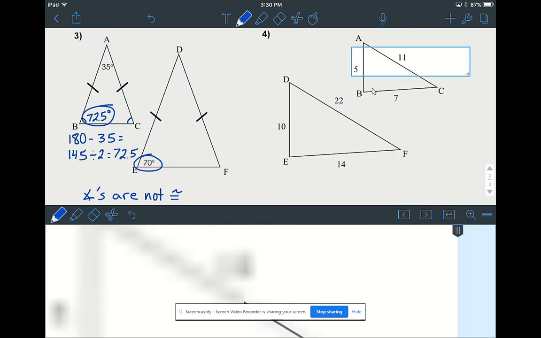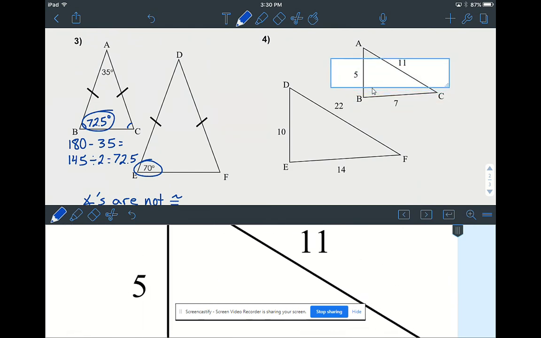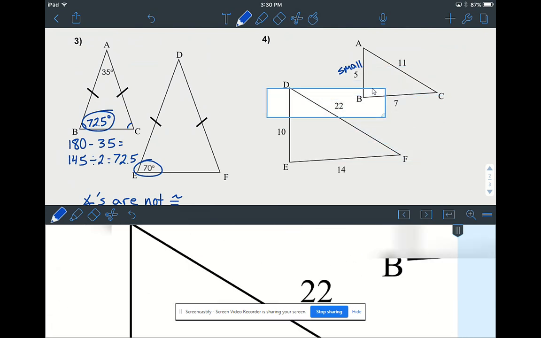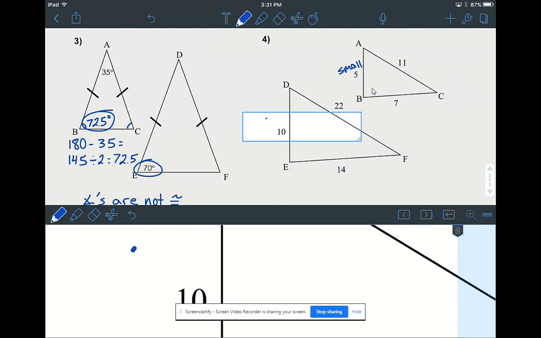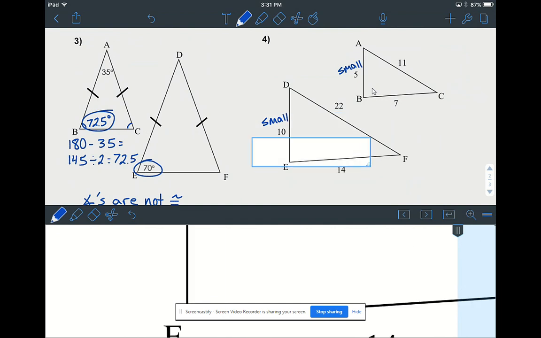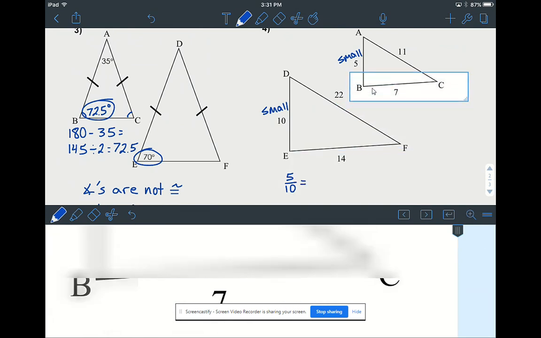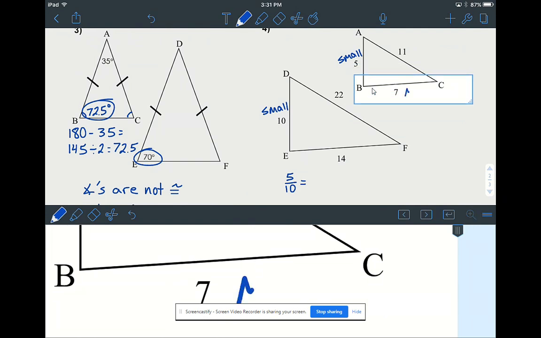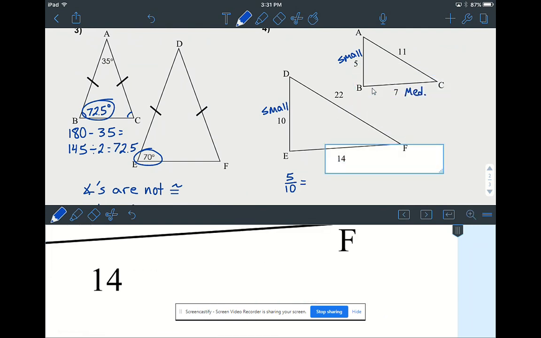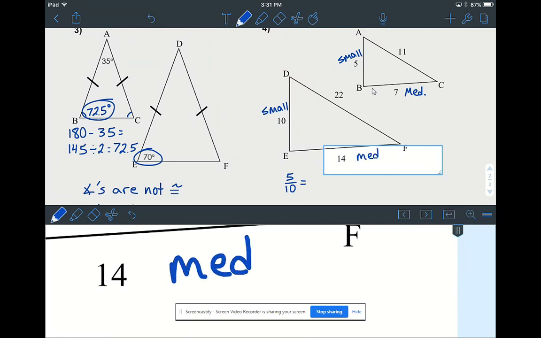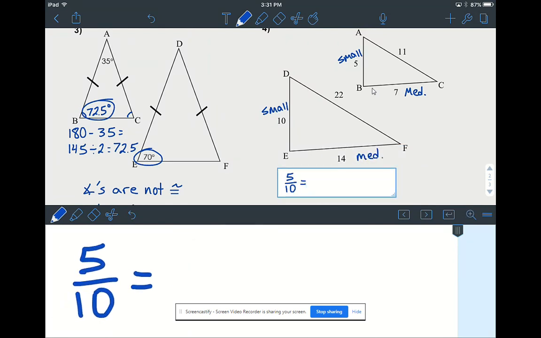So what that means is I'm going to look at ABC. 5 is my smallest side. And I'm going to look at DEF. 10 is my smallest measurement. So therefore, I'm going to start by doing 5 over 10. They have to be corresponding in their side length. So then I'm going to go back to ABC. This is my medium, 7, and 14 is my medium. So I'm going to compare these two, 7 to 14.